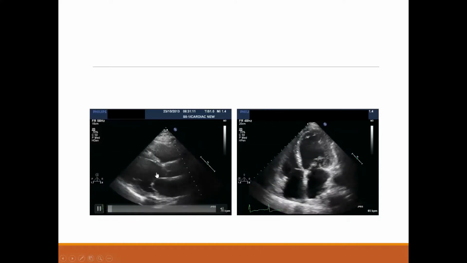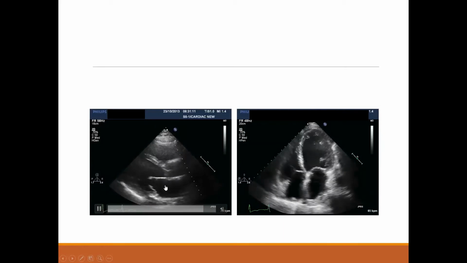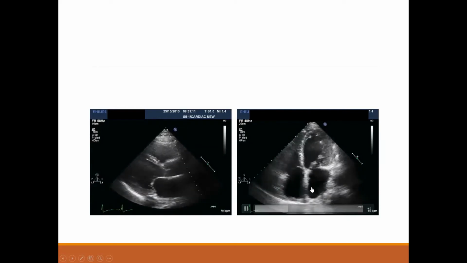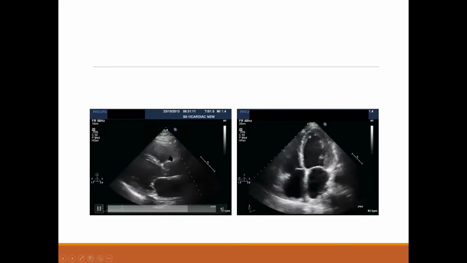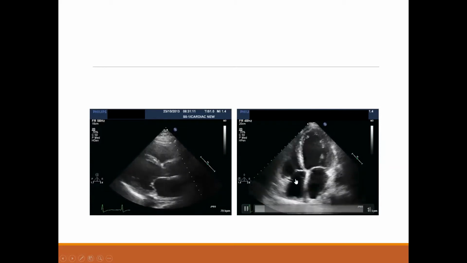The left one is the parasternal long axis showing dilated LV and LA, with the mitral valve looking thick. There is hypokinesia mainly in the posterior wall. Even the RVOT looks to some extent dilated. Regarding the second one on the right side, it is apical 4 chamber.